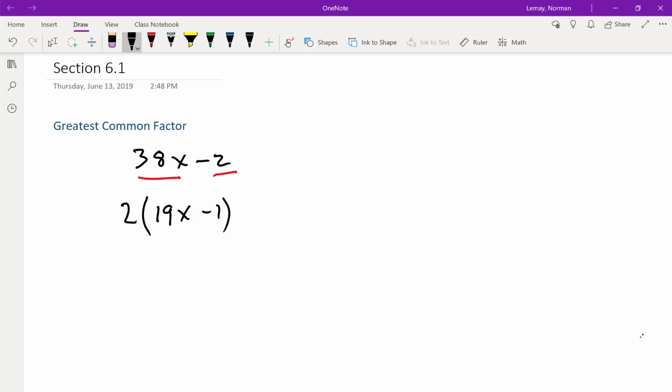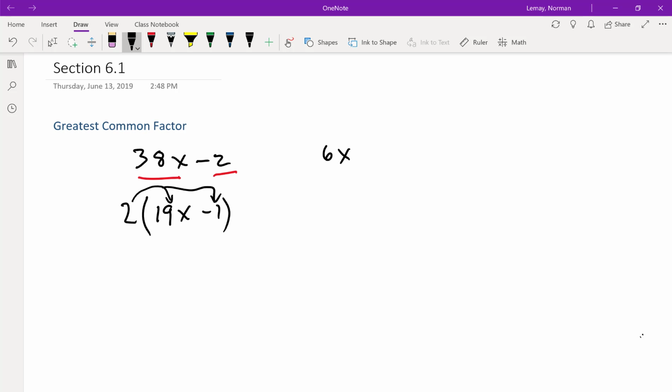Again, we can verify our work just by using the distribution property. If I take this 2 and distribute it across the subtraction sign, I end up with what I started with. So let's take a look at another example.